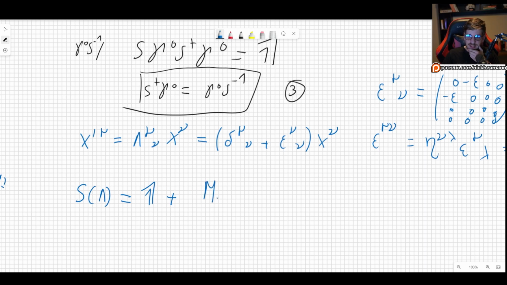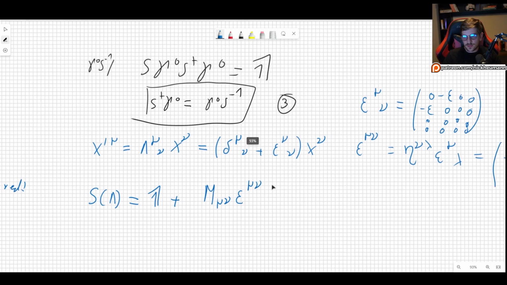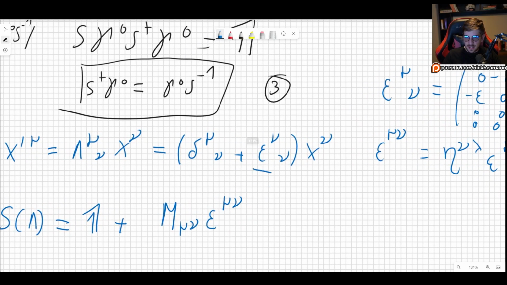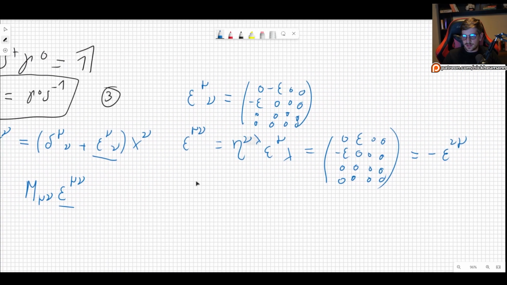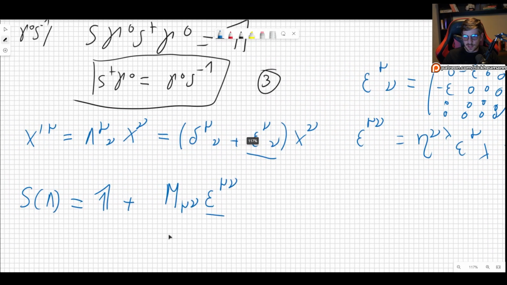We're going to call that matrix M mu nu. It's still 4x4, so we do need those two indices. And this infinitesimal will be epsilon mu nu, which of course comes from this epsilon mu nu right here. That is the whole point. And this epsilon mu nu is precisely the one that we defined here to the side.